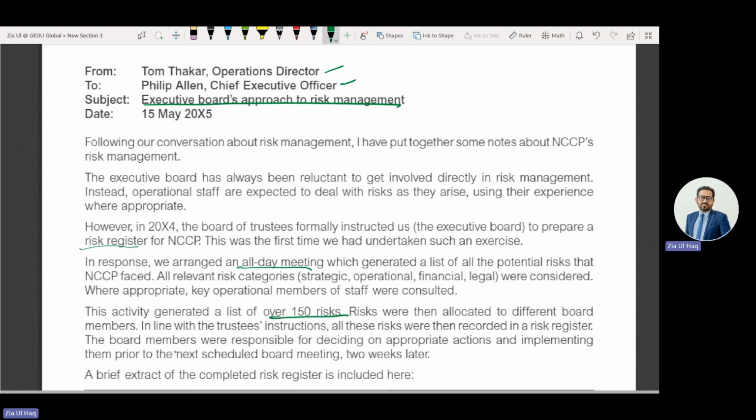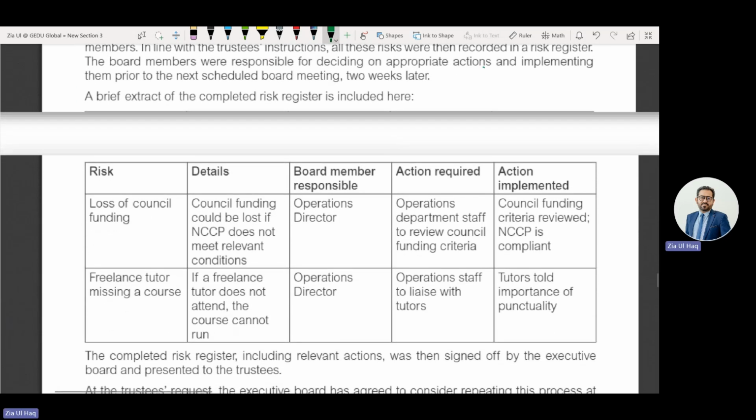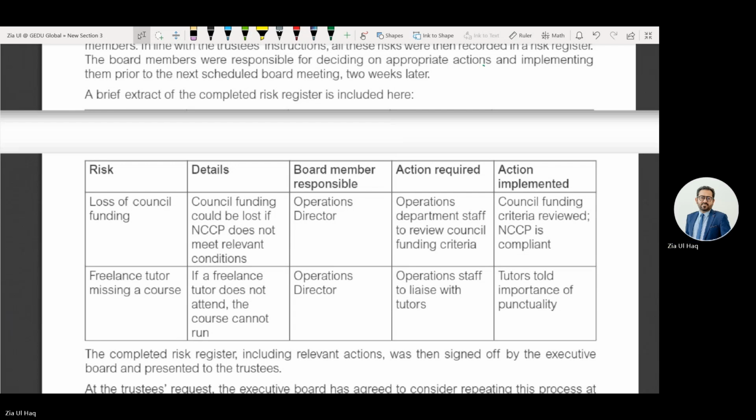The board members were responsible for deciding on appropriate actions and implementing them prior to the next scheduled board meeting 2 weeks later. A brief extract of the completed risk register is included here. Risk: loss of council funding. There could be a chance the company can lose funding from the council. This is a risk if the company does not comply with their conditions. Detail: council funding could be lost if NCCP does not meet relevant conditions.